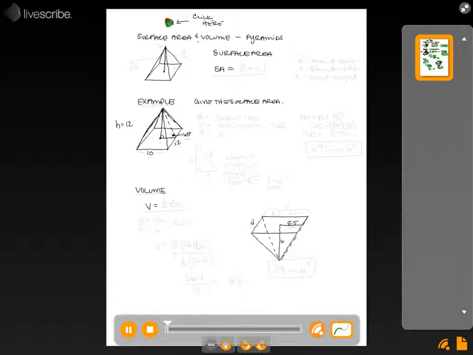Alright, these are our notes for surface area and volume of pyramids. Now, what a pyramid is: it's got a base, and then all of the faces of the figure come to meet at a point at the top.